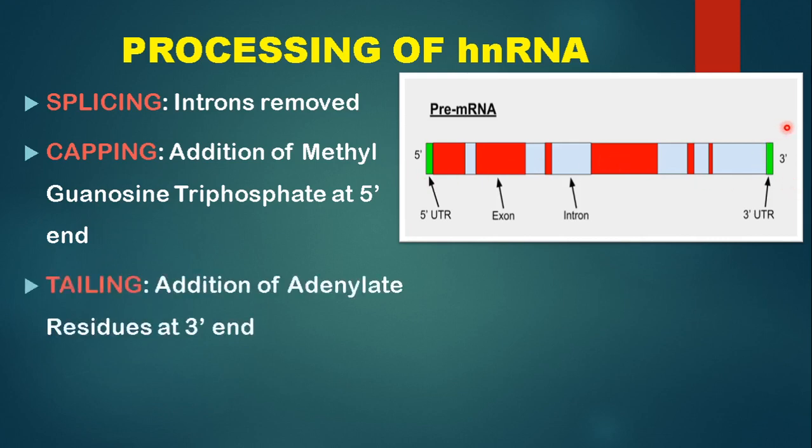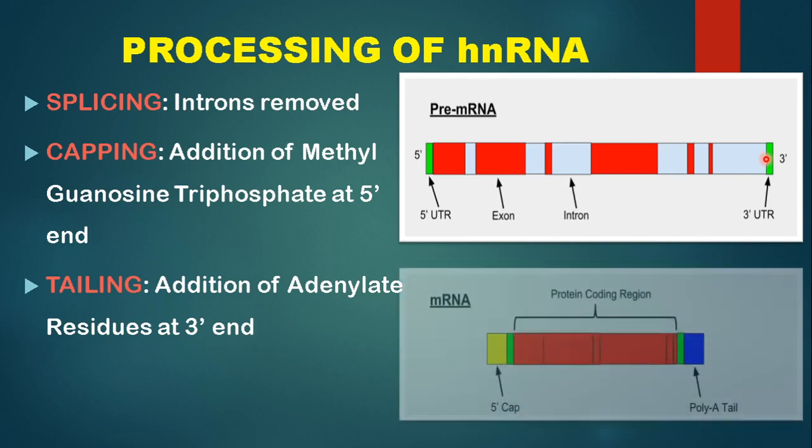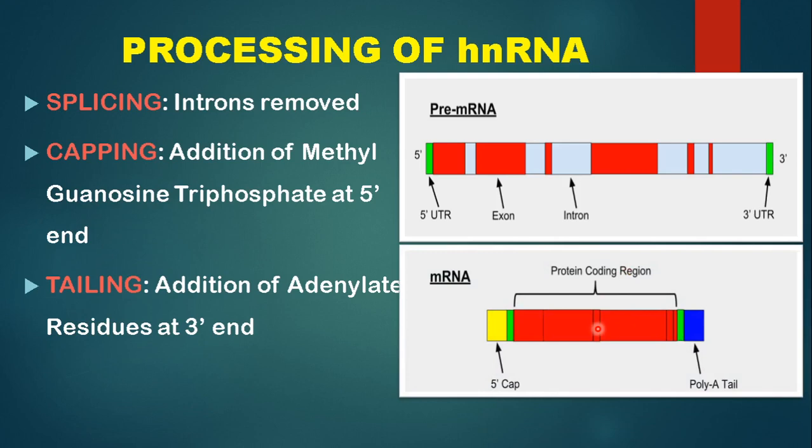In tailing, what will happen? Many adenine residues will add up. Many AAA will add up at the 3' end, forming a tail-like structure. So that is called tailing. So the final mRNA that we get will appear somewhat like this. Diagrammatic view: only exons, introns have been removed, with the cap at one end and the poly A tail at the other end. So this will be the final mRNA structure after processing of hnRNA.